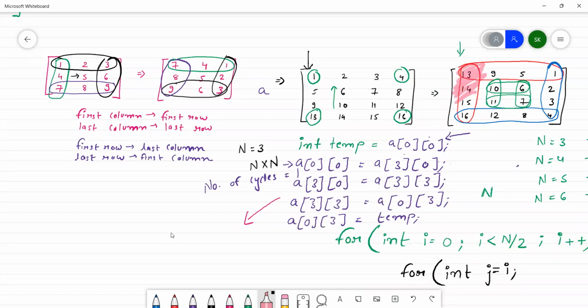See, this is your entire first cycle, okay? If your I is equals to 0, all these numbers will be in place once your first cycle is done, okay?